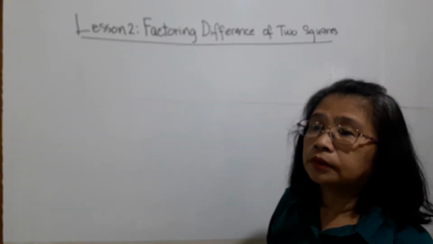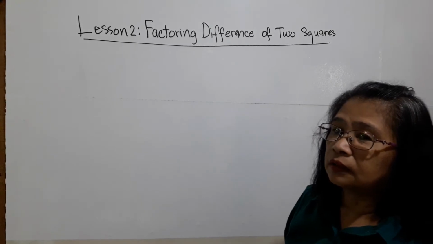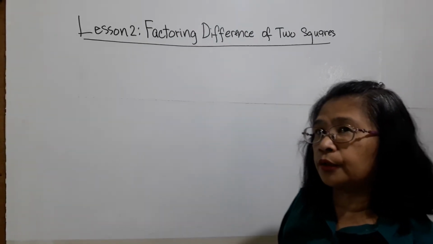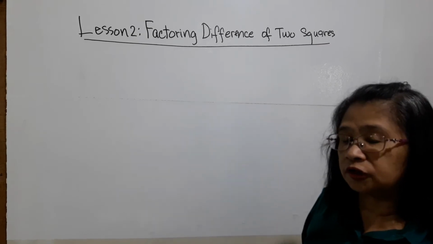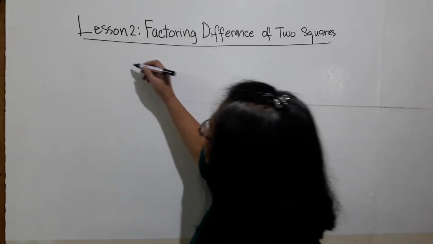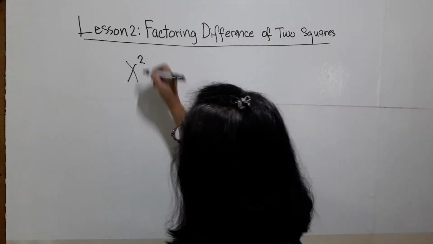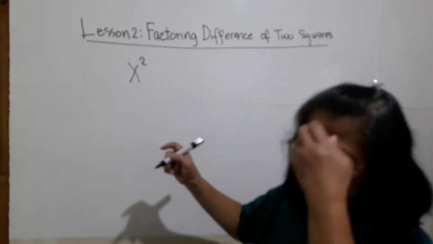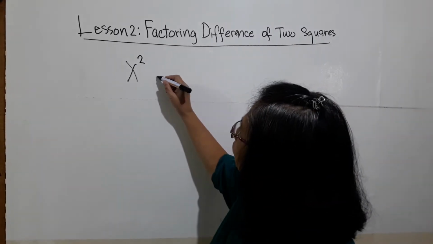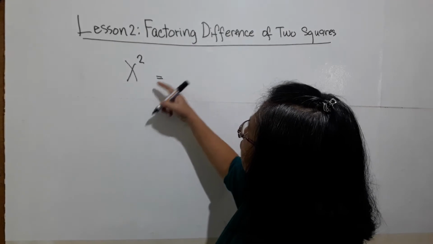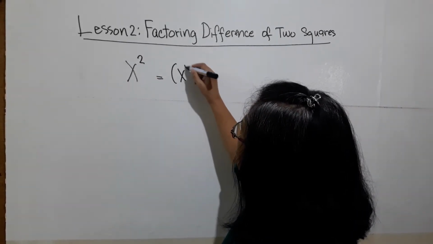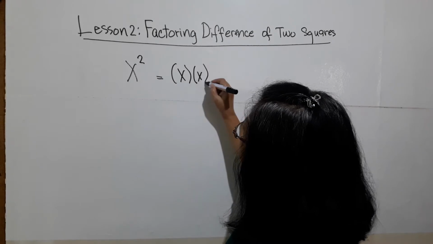What about if the given is a literal coefficient? How will you know that the literal coefficient is a perfect square? Say for example, I have x squared. Is this a perfect square? If I show the factored form of this literal coefficient, it should be x times x.